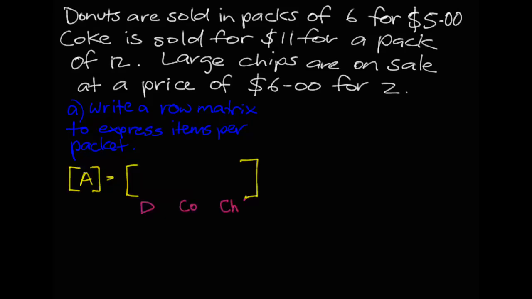Okay, we're going to record the items per packet in a matrix called A, and it's a row matrix. And each item will be put in the order donuts, Coke, chips. So for donuts, they come in packs of 6, so we'll go ahead and write 6 in there. Coke is sold for $11 in a pack of 12, so that number is 12. And large chips are on sale at a price of $6 for 2. So let's put the 2 in there, and that is your answer for that section.